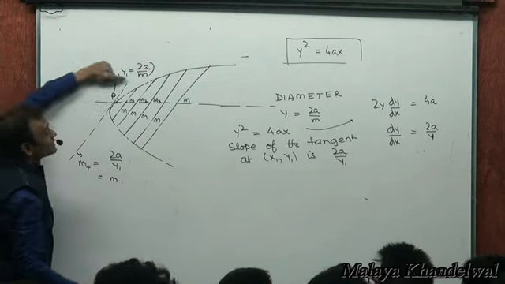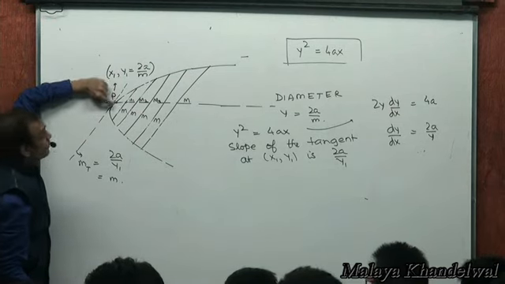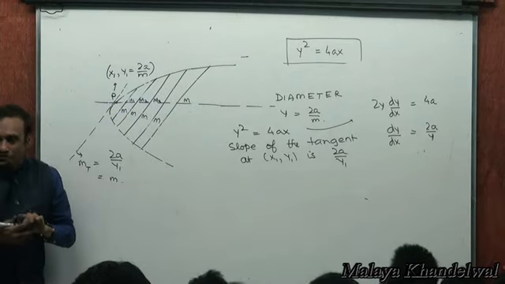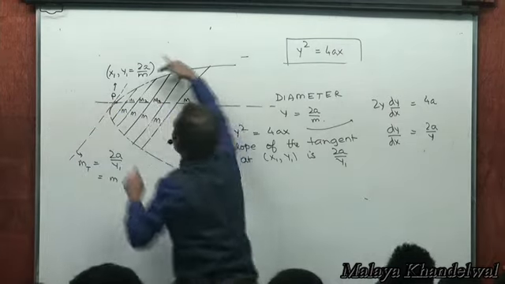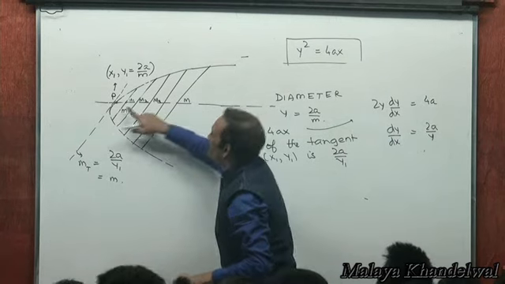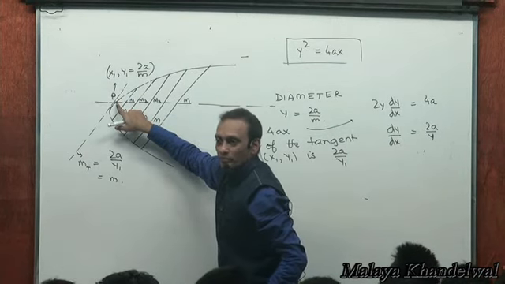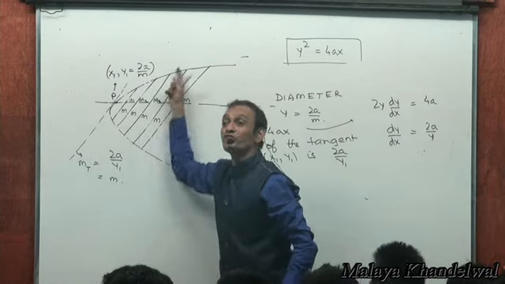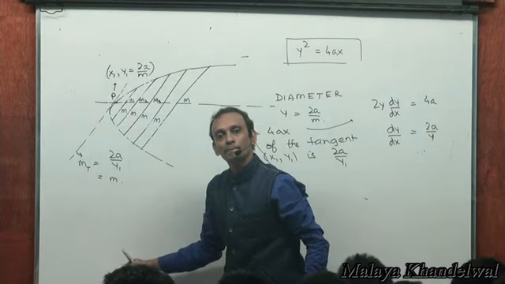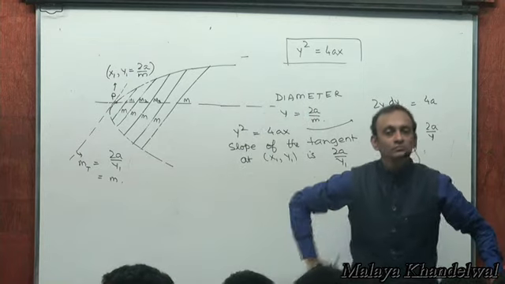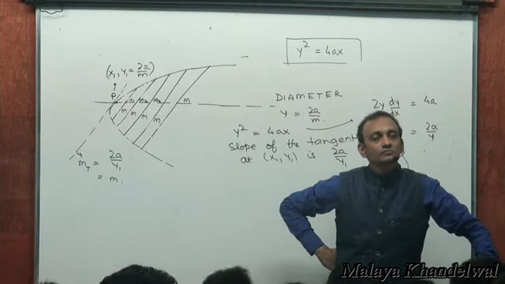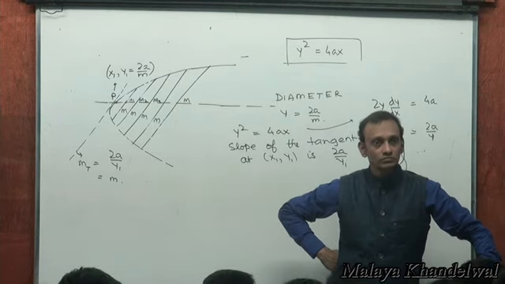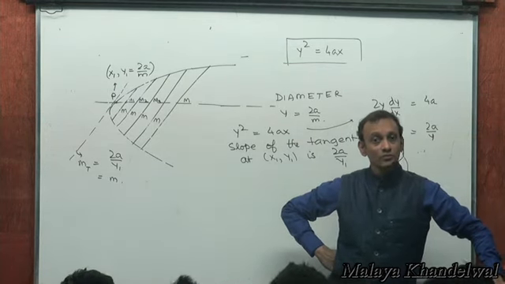That means the tangent at the extremity of a diameter will be parallel to the system of parallel chords. You know what I'm saying? If this is a diameter and this is a system of parallel chords, then the tangent drawn at this point, where the diameter intersects the parabola, will be parallel to the system of parallel chords. Yes or no? Got me? Useful result. Keep tab on this.